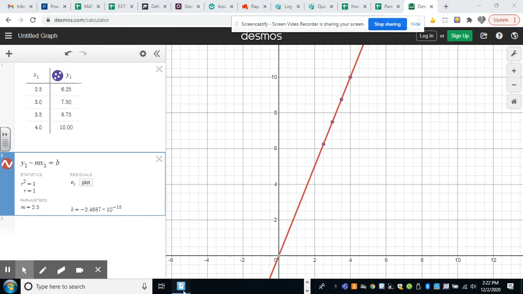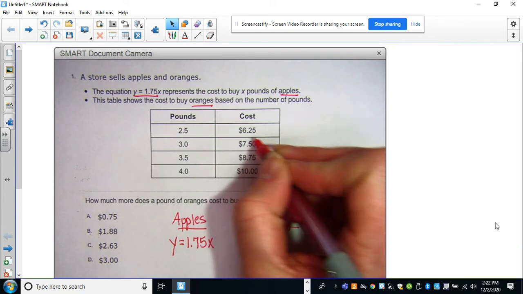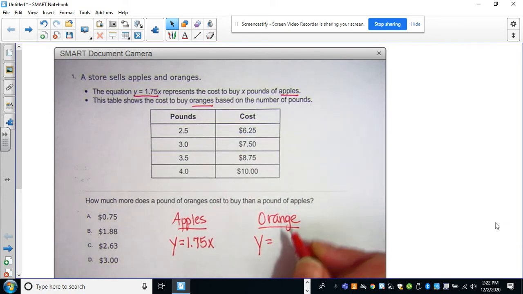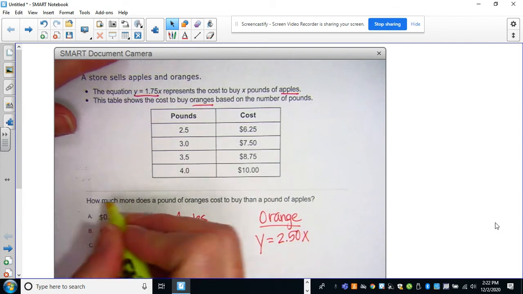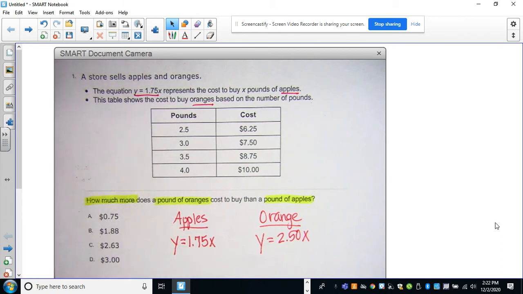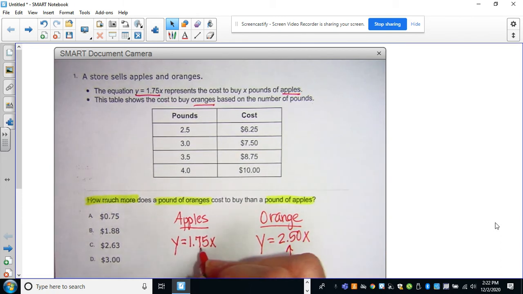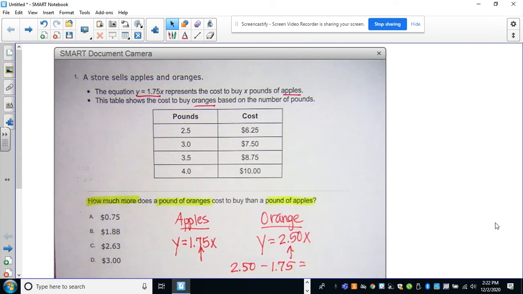Now obviously I also could have divided 6.25 divided by 2.5 pounds, and I could do each of these costs divided by this, and it gives me $2.50 per pound. So obviously one costs more than the other. So the question asks, how much more does a pound of oranges cost than a pound of apples? So oranges is $2.50, apples is $1.75. So $2.50 minus $1.75 is 75 cents.